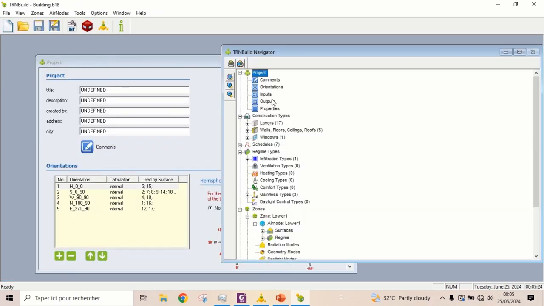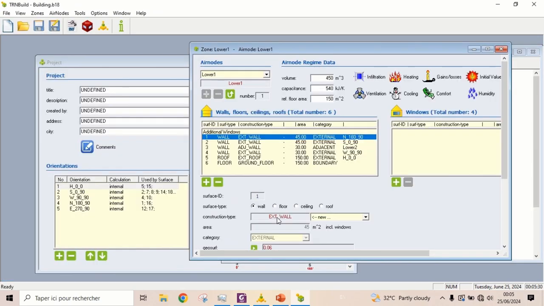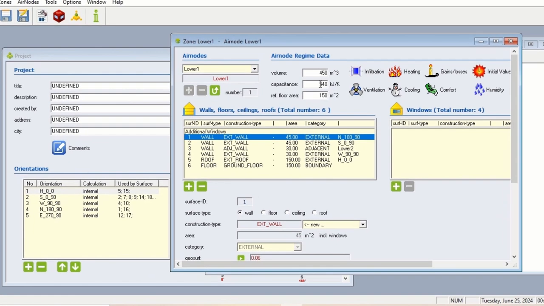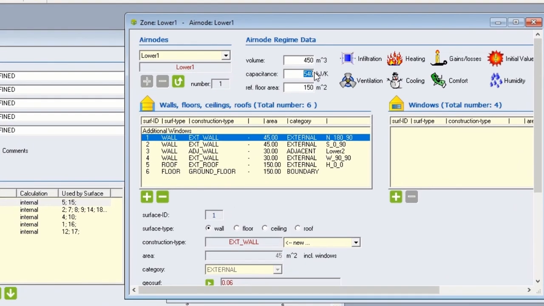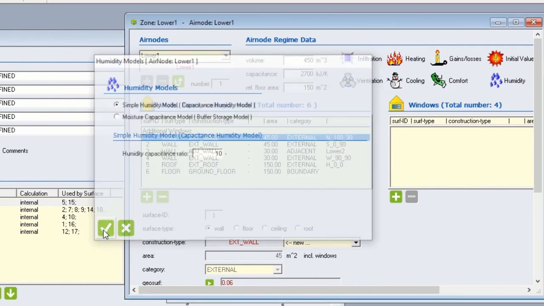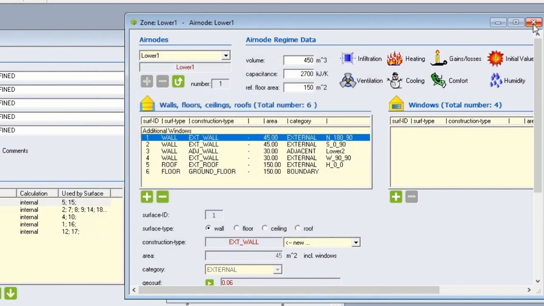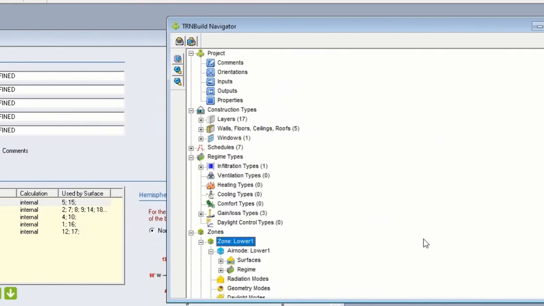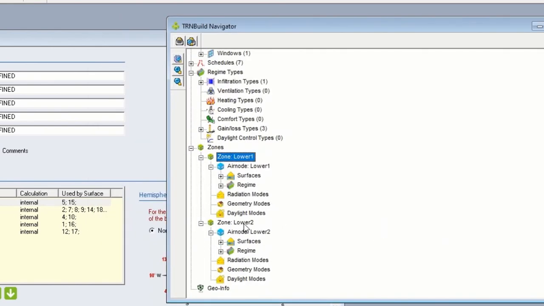Open the lower zone 1 and change its internal capacitance and humidity capacitance ratio. Internal capacitance is calculated by multiplying zone volume with the specific heat of air and a factor of 5 to 15. Do the same for lower zone 2.